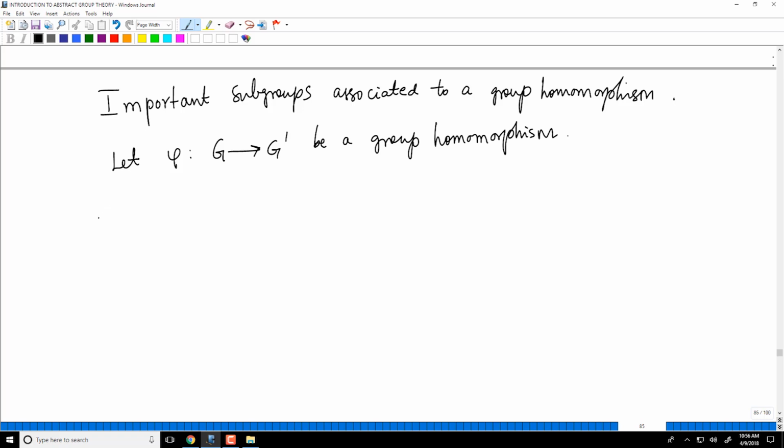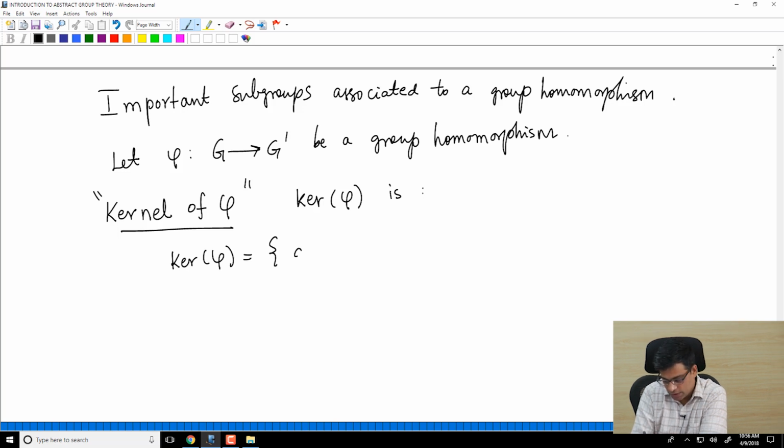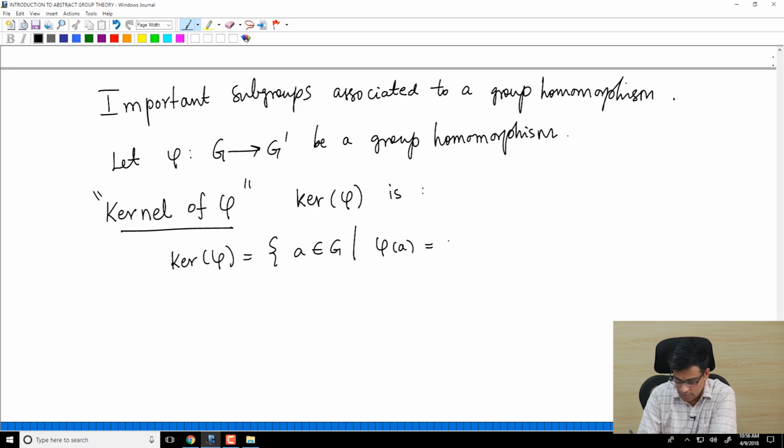The kernel of phi, denoted simply by ker phi, is the following. You define ker phi to be all elements a of the group G such that phi of a is the identity element of G prime. So this is exactly the subset of elements which map to e_G prime.